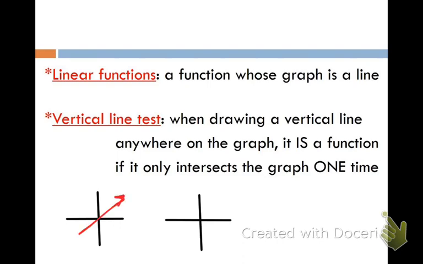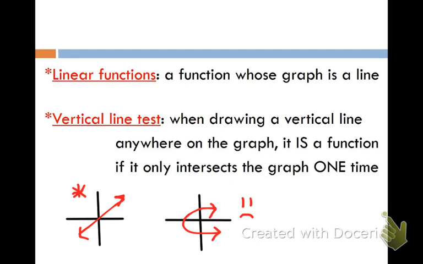See how that's a line? Okay, it's a line. Do you see how this is not a line? Yes. Okay, so this one right here would be linear. This one right here would not be linear. Okay, so then the next thing is a vertical line test.